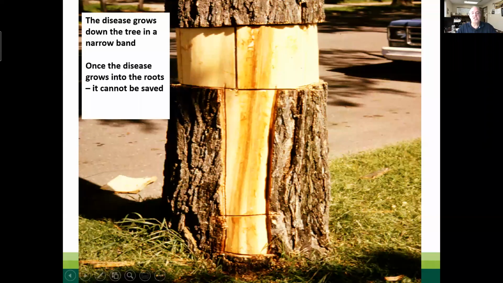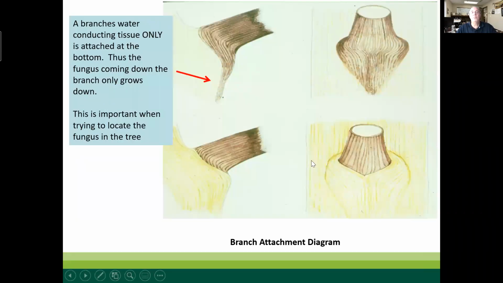This is courtesy of Alex Shigo, this diagram here. What this diagram is showing you is how the vascular tissue is connected to branches. At least in elms, but in most trees, the vascular tissue is only connected on the bottom, so stuff coming up. You don't have vascular tissue on the top. That way you can always find the disease in the tree by going to the base of the branch that is diseased and starting your trace there, and it'll always grow straight down.